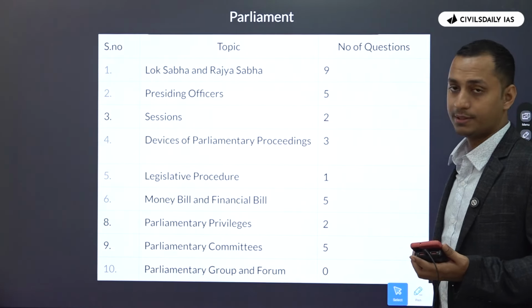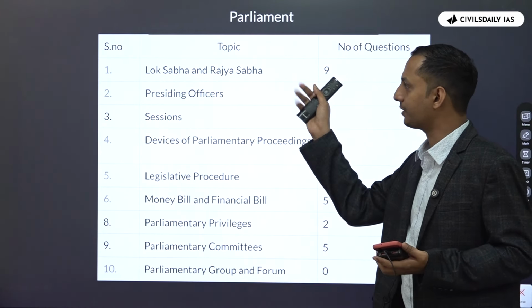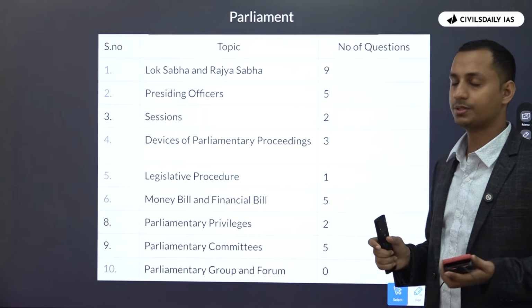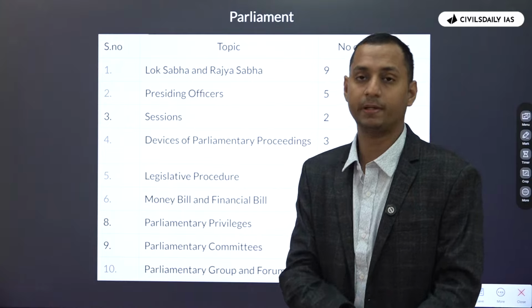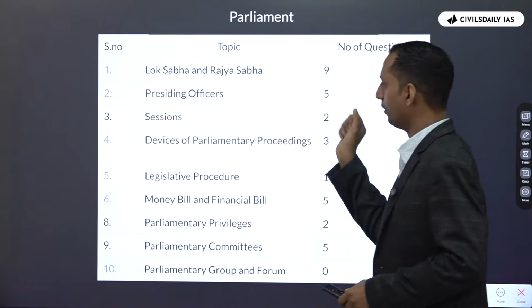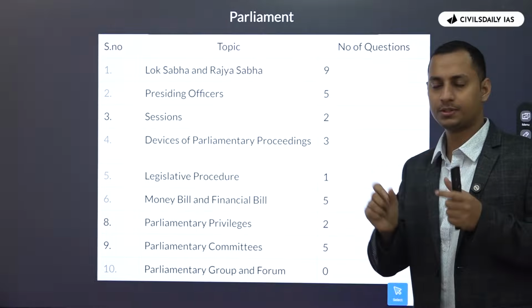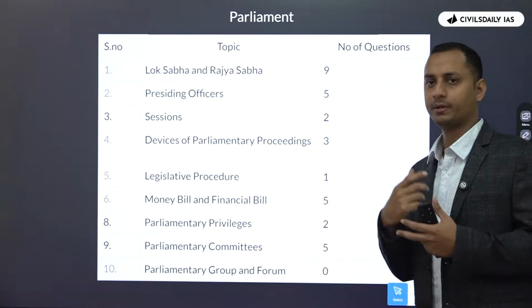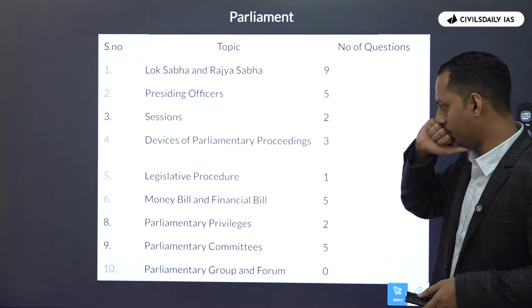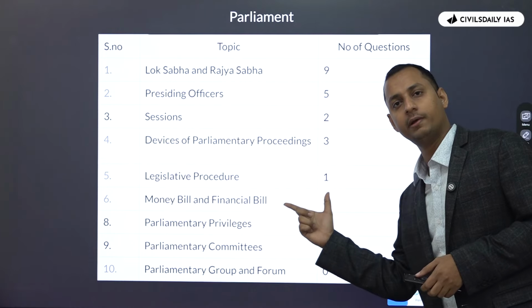So these are the things. First of all, regarding Lok Sabha and Rajya Sabha, 9 questions. Regarding the presiding officers, be it the Speaker, Deputy Speaker, or Chairman of Rajya Sabha, 5 questions. Regarding the different sessions, monsoon, budget, winter, 2 questions. Devices, legislative procedure. This is one significant area.